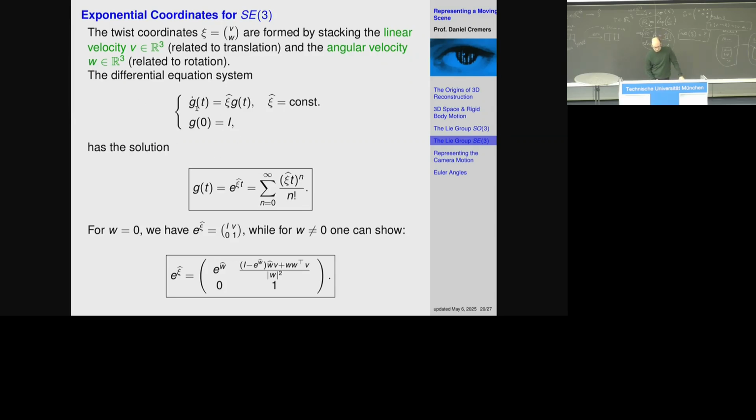So we have this differential equation system. It has the unique solution that is given by this exponentiation. Right? Unique because we have this initial condition. With a different initial condition, you would obviously have a different solution. But if we start at identity, this is the solution we get. It's the exponentiation of this twist matrix. And here again, we can use the power series of the exponential function. So all we have to do is take an infinite sum of powers of 4 by 4 matrices.